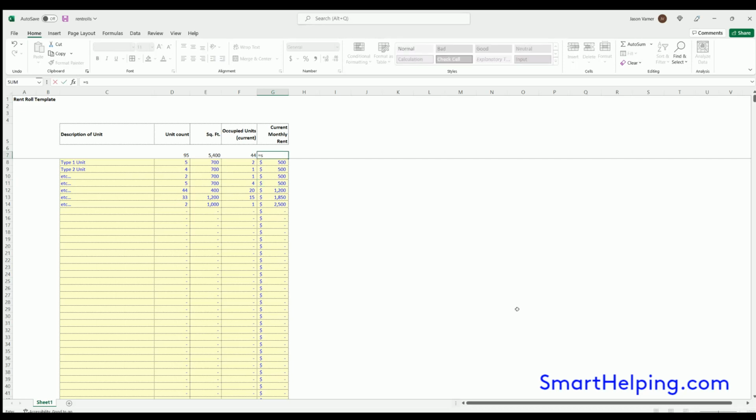Simply go sum product, G8 to, we'll just go down to 2,500. And then we do the unit count here as the other side of it. And then divided by sum of D8 to D2,500. And so that's the weighted average. So what that weighted average tells you is how much on average you're charging per unit if you wanted to calculate the total monthly rent.